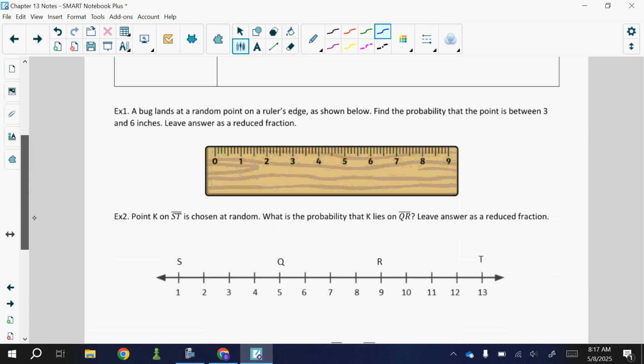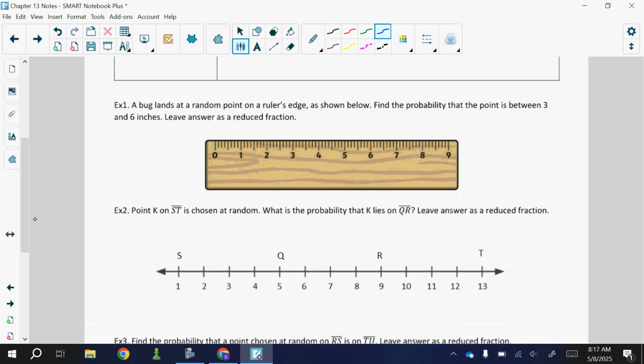So, for example one, a bug lands at a random point on the ruler's edge as shown below. Find the probability that the point is between 3 and 6 inches. Our whole length of this ruler is 9. 3 to 6 is right here. That's a total of 3 inches, right? So the desired is 3.